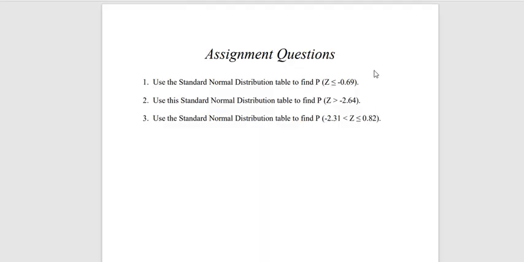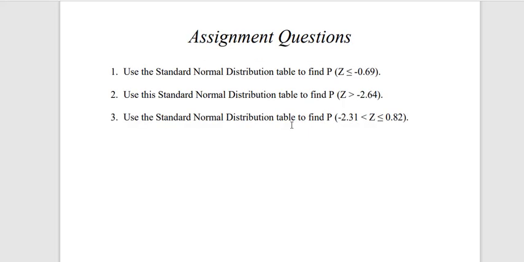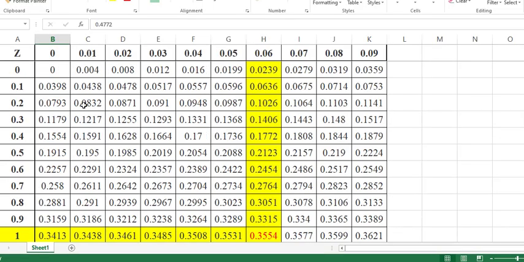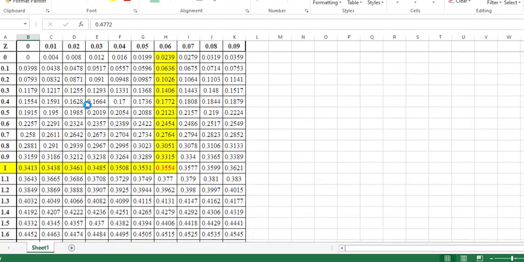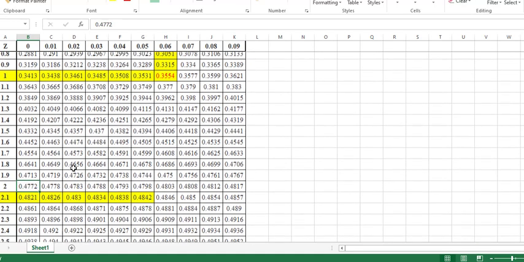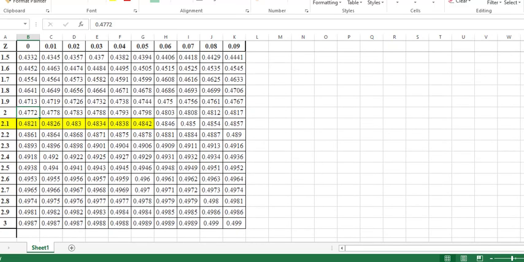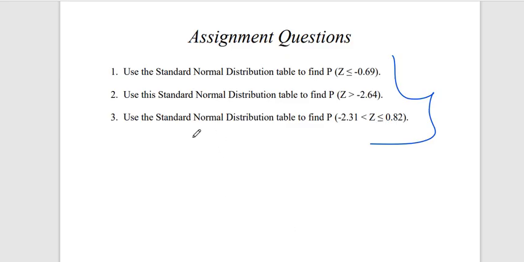In the assignment I have given only basic examples. You have to find the normal distribution values from the Z table. Take a screenshot of the Z table, 0 to 1.6 and 1.6 to 3. From the Z table, just calculate these 3 problems and upload them in the application. Now your lecture is completed.